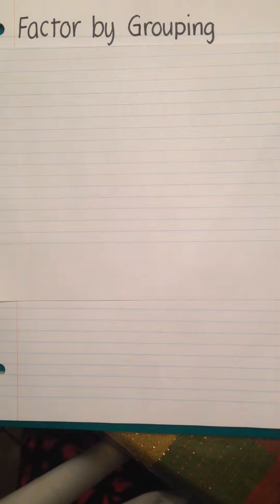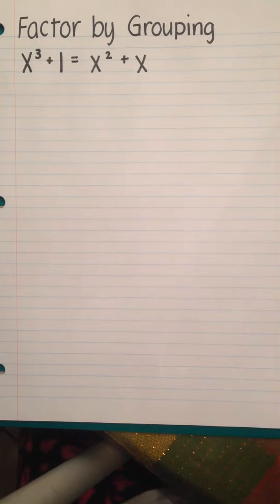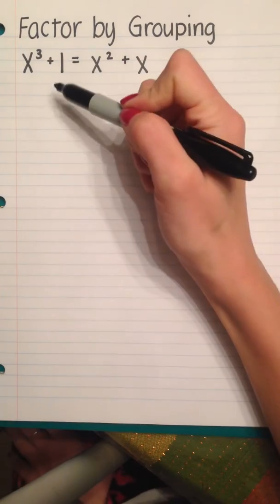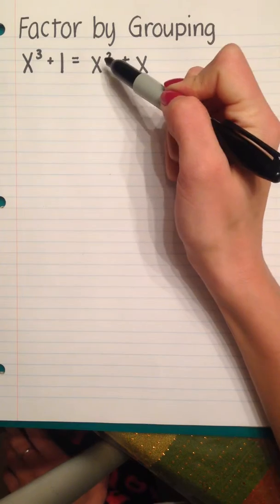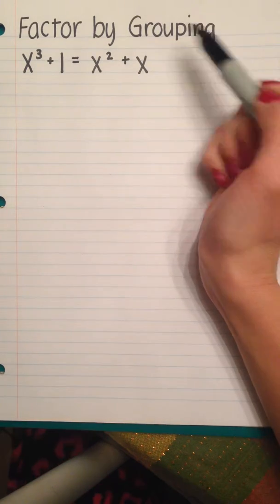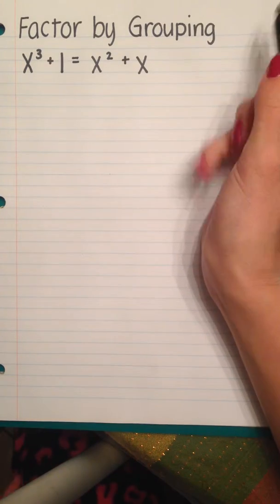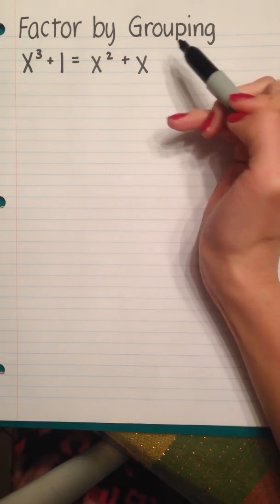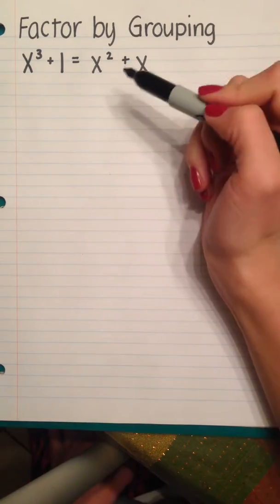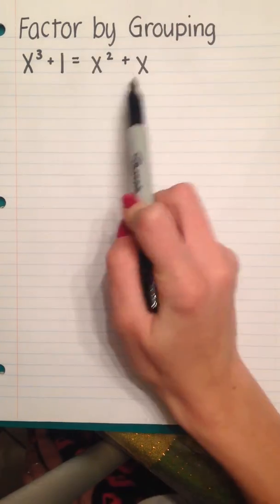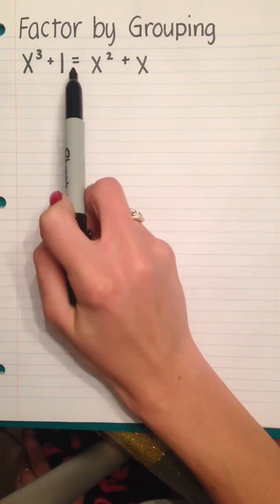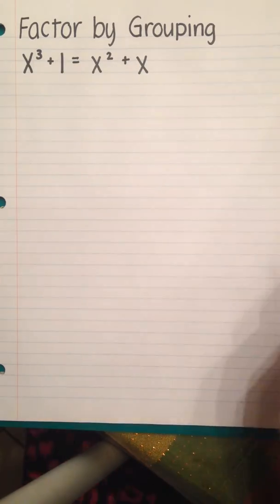This video deals with what's called factoring by grouping. Given an example, x cubed plus 1 equals x squared plus x, we see four terms, which a lot of times means you're going to be using this method. But with any type of factoring, we want all the x's and all the terms on one side so that it equals 0. So let's go ahead and do that.